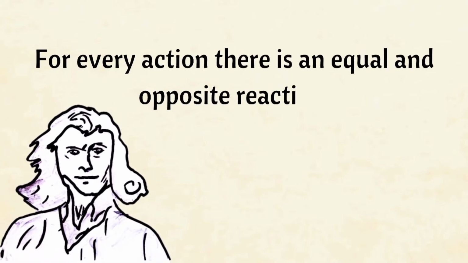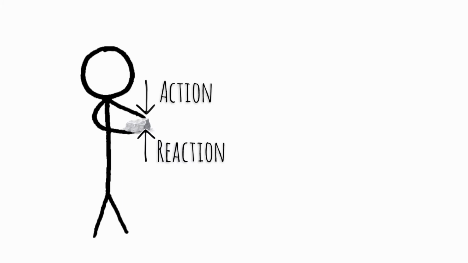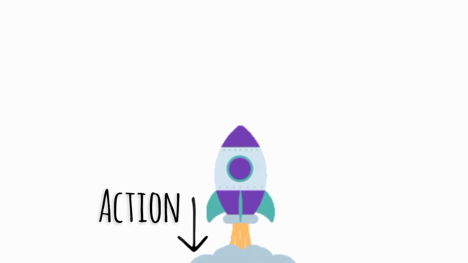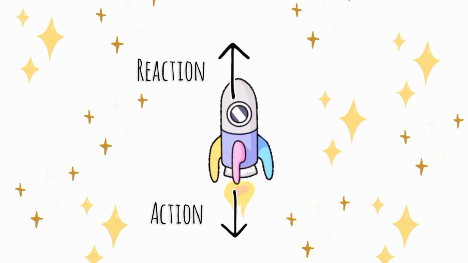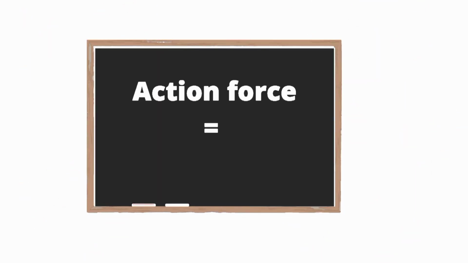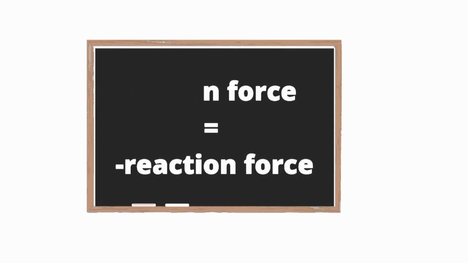Coming to the third law. For every action, there is an equal and opposite reaction. If you press on a hard surface like a stone, the stone will equally press your finger. To understand this, take the rocket. As the fuel burns and the thrust increases, it causes an action, and so the rocket is launched up into space, causing an equal and opposite reaction. So, action force is equal to minus the reaction force.